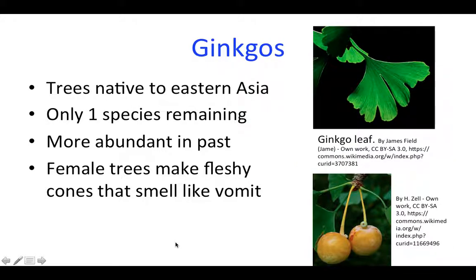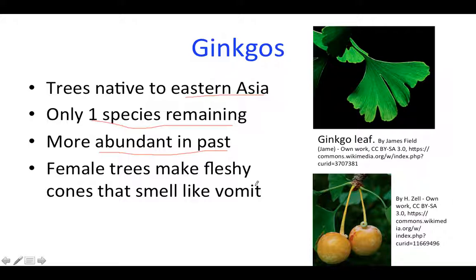The second group that we'll talk about are the ginkgos. There is only one living or non-extinct species, and it's native to Eastern Asia, especially areas like China. So one species left. It used to be more abundant, and there used to be more species that occurred more broadly. This would be back just after the Carboniferous period, so just after the period where the lycophytes and ferns were the dominant tree types.